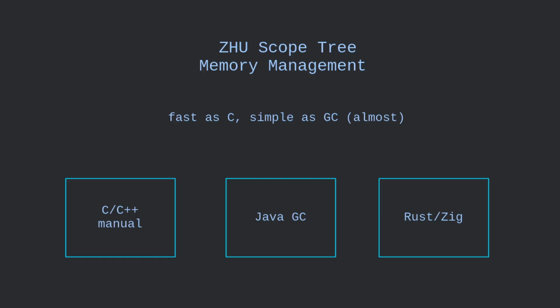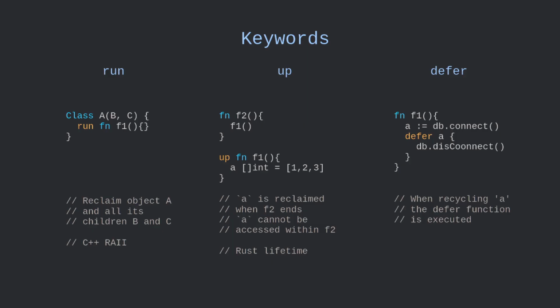In some cases, it is as simple to implement as a garbage collector. This approach uses only 3 keywords: run, up, and defer. Run is the most commonly used, while the other 2 are less common. The keyword names themselves do not have any special meaning. They were chosen for their simplicity, familiarity, pleasant sound, and ease of pronunciation. You can replace them with other names.